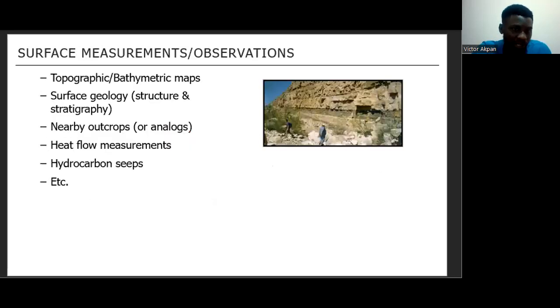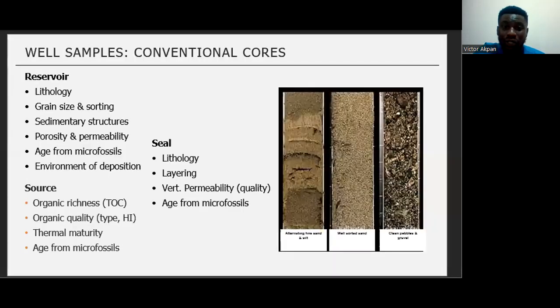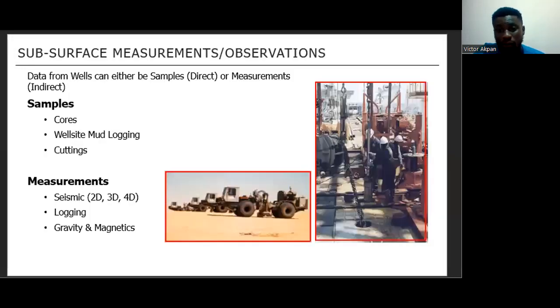So what are surface measurements? These are measurements that we can see with our eyes, and we can measure with tools, with our hands or with machines. Some of the surface measurements that we can observe are topographic maps, surface geology, which would include structure and stratigraphy, nearby outcrops, heat flow measurements, hydrocarbon seepage, and so on. And then for the subsurface measurement, we have data directly from the well, which can either be direct or indirect.